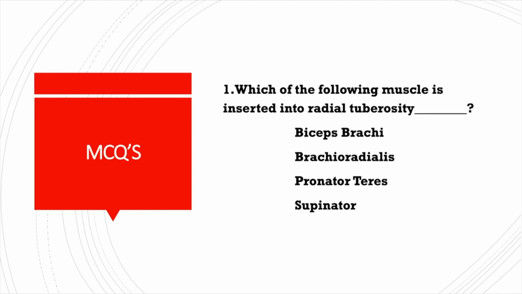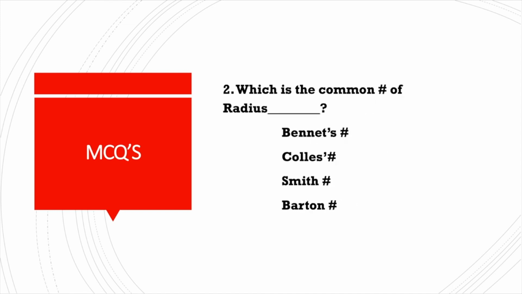MCQs. Which of the following muscles is inserted into radial tuberosity? Biceps brachii, brachioradialis, pronator teres, supinator. Answer: biceps brachii. Which is a common fracture of radius? Bennett's fracture, Colles fracture, Smith fracture, Barton fracture. Answer: Colles fracture.